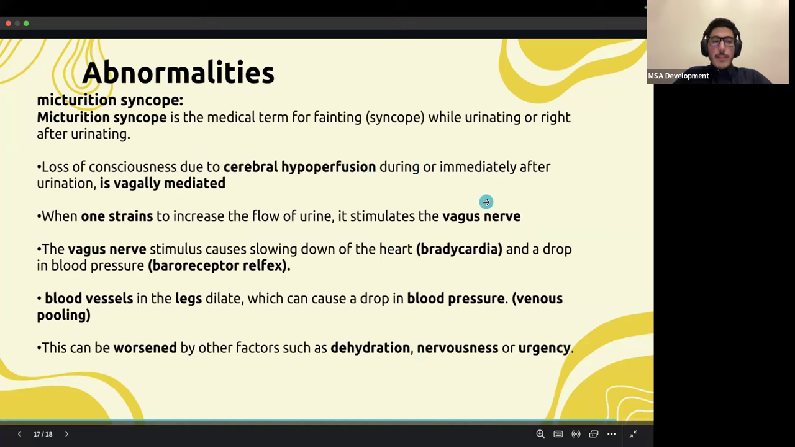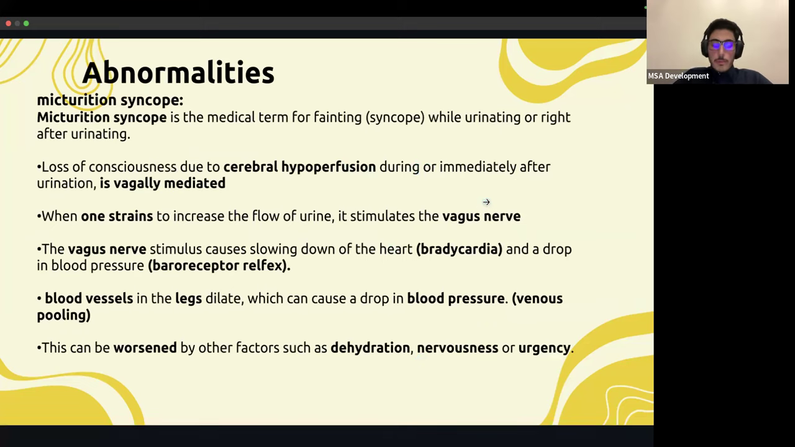The last abnormality for today is micturition syncope. To be familiar with the concept of syncope, the patient presents with fainting, they lose consciousness, and there are several causes of it. One of those causes is micturition; it's the medical term for fainting, syncope, while urinating or after urinating. And you would ask yourself, how does that occur?